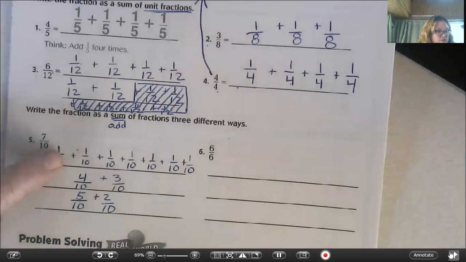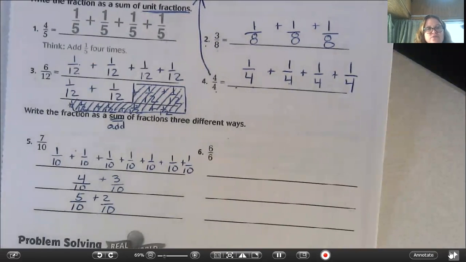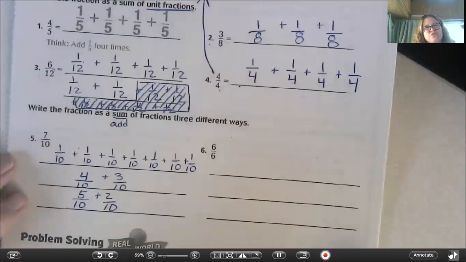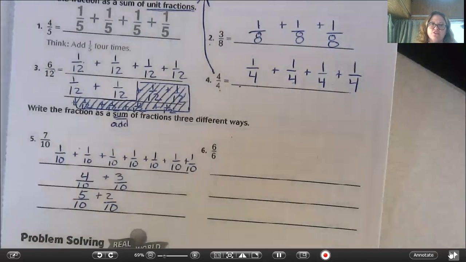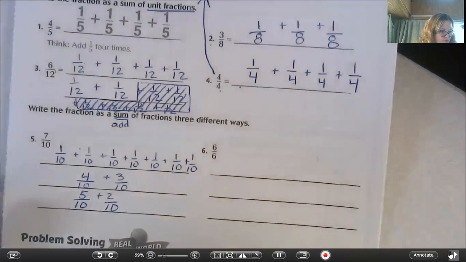You need 1, 2, 3 different ways of making that fraction. I'm going to leave this one here for you. I have a feeling you can figure out number 6. So we're going to think of one way using unit fractions. And then are there 2 other ways to create 6 by breaking the number apart into an addition problem?